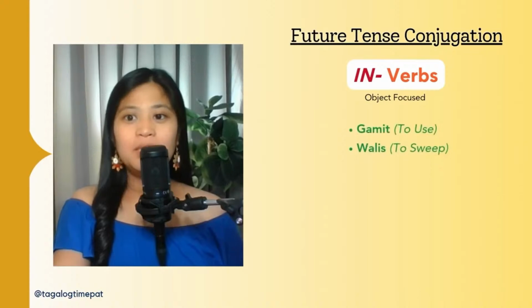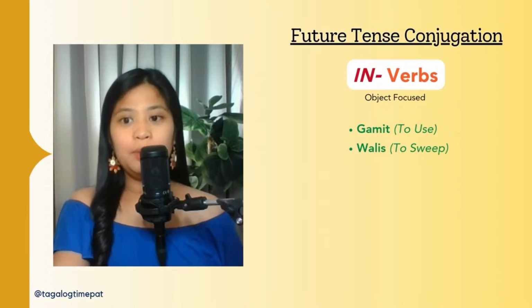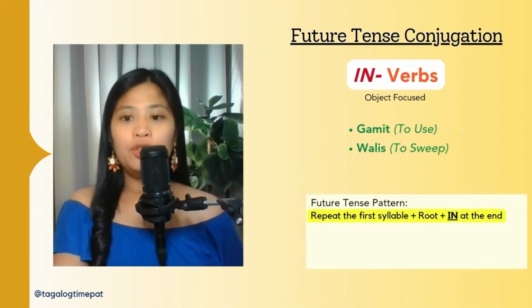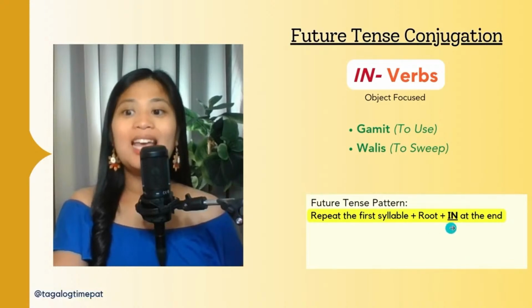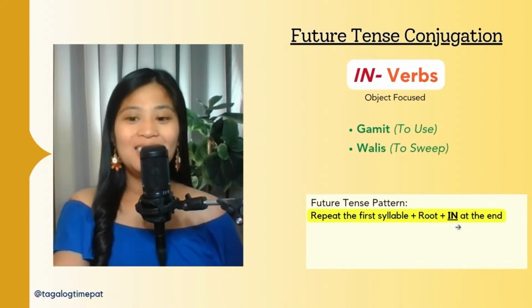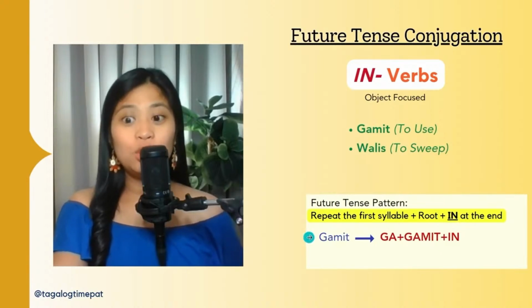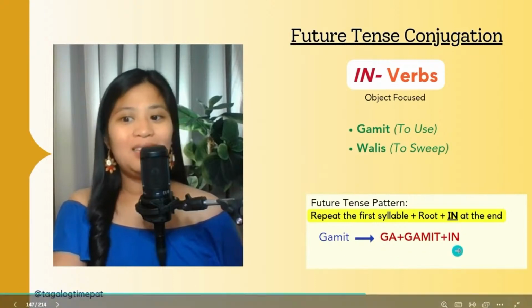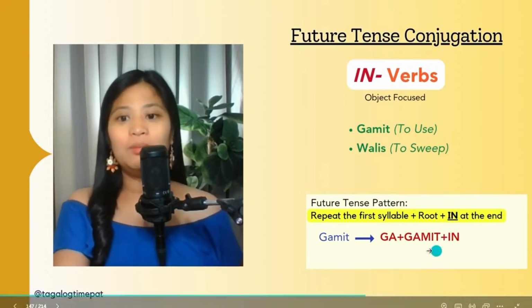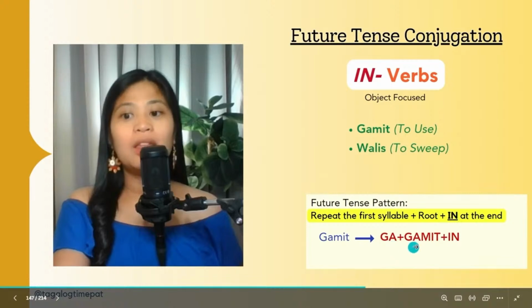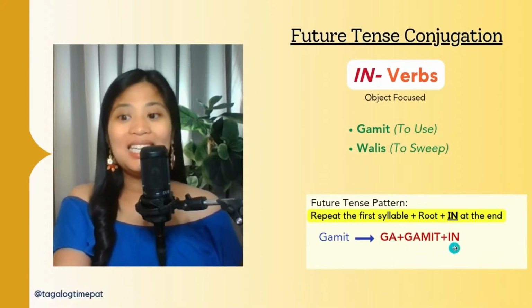Then in verbs, some examples are gamit, to use, and walis, to sweep. Now the pattern for future tense conjugation of verbs is that you repeat the first syllable, then it's the root, then -in goes at the end. So take a look at the word gamit, which means to use. In the future tense, it would be gagamitin. Gagamitin ko yung kotse. I will use the car. Gagamitin. So you repeat the first syllable, then it's the root, then it's -in at the end.